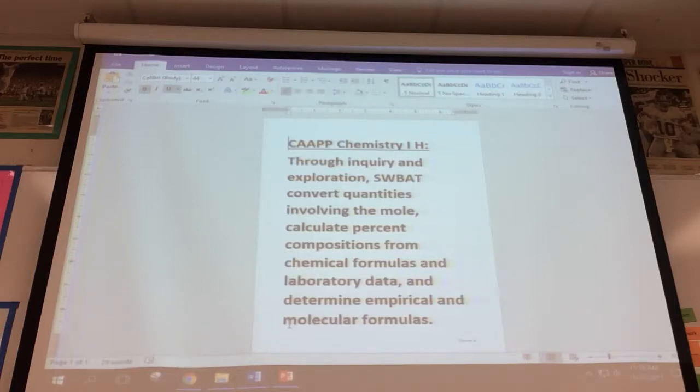Calculate percent compositions from chemical formulas and the lab data that we're going to generate this week. And then finally next week we'll be determining empirical and molecular formulas, and that's very important in CSI types of scenarios, and we'll talk a little bit about that. This again is a very mathy chapter.